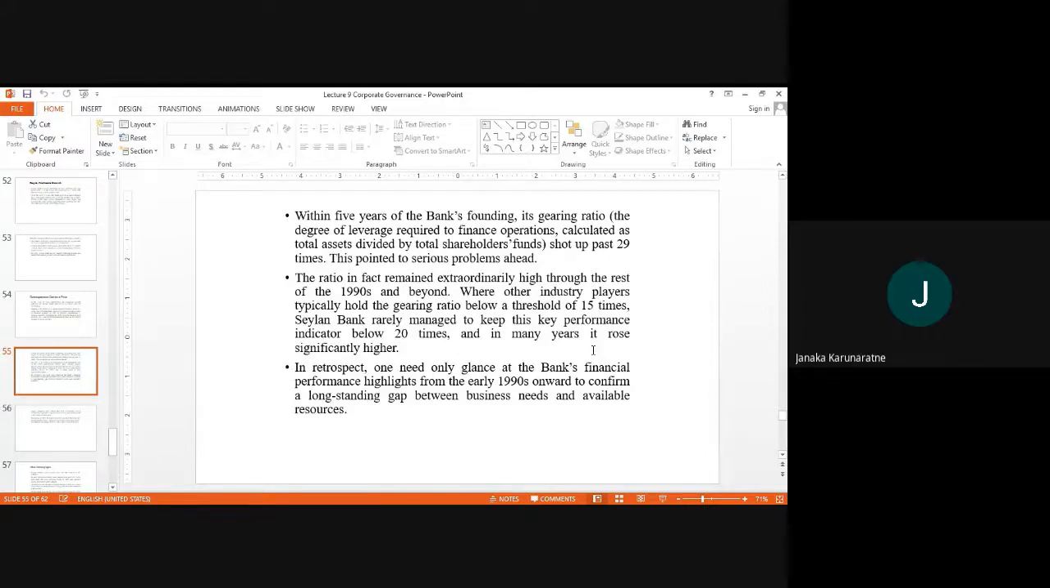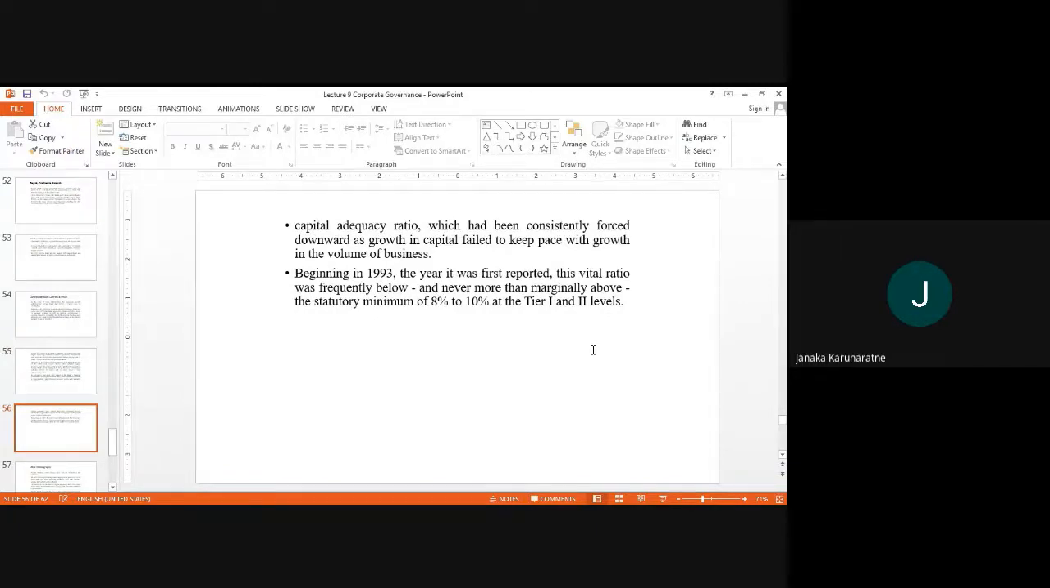In retrospect, one need only glance at the bank's financial performance highlights from the early 90s onward to confirm the long-standing gap between business needs and the available resources. So it's purely over trading, over expansion without adequate capital. Capital adequacy ratio had been consistently forced downward as growth in capital failed to keep pace with growth in volume. So capital adequacy continued to come down because the growth in expansion is much more significant compared to the capital. Beginning in 1993, the year it was first reported, this vital ratio was frequently below and never more than marginally above. Because at that time, when Basel was introduced, the minimum rate was 8% to 10%. Then Ceylon Bank just maintained that at that level or below.